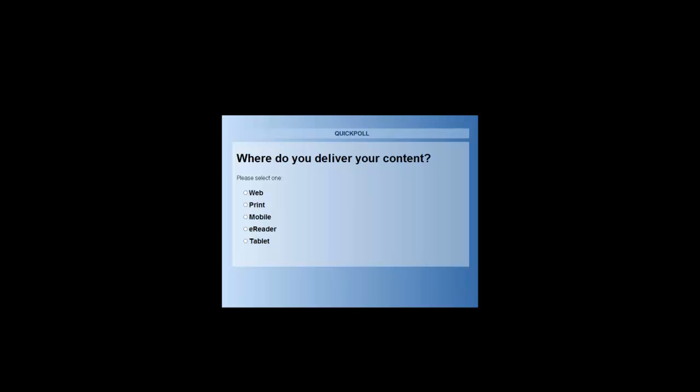Some people deliver it in multiple ways, but they're going to pick the best one. Yes, it should have been multiple choice, or "all of the above." So we know that there will be multiple choices, but just try to pick the best one for now. Yeah, I think so at this point. All right, I'm going to close it out now and look at the results.